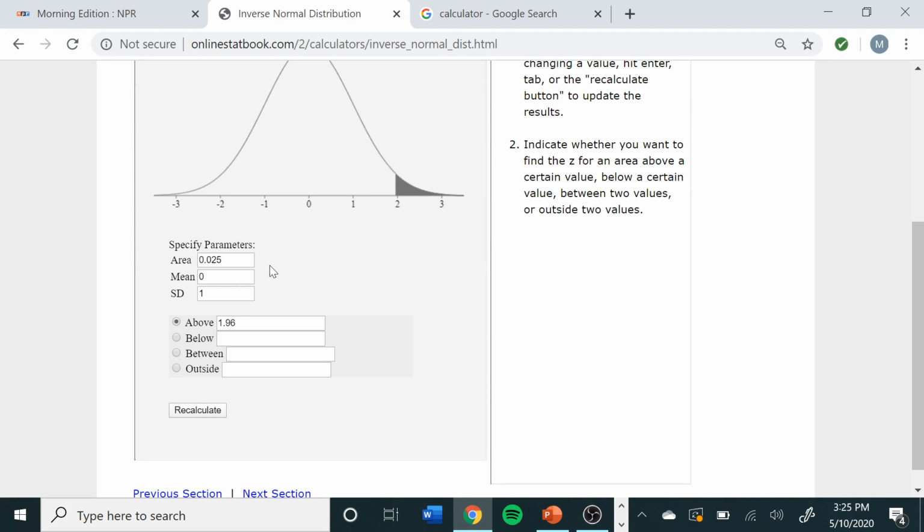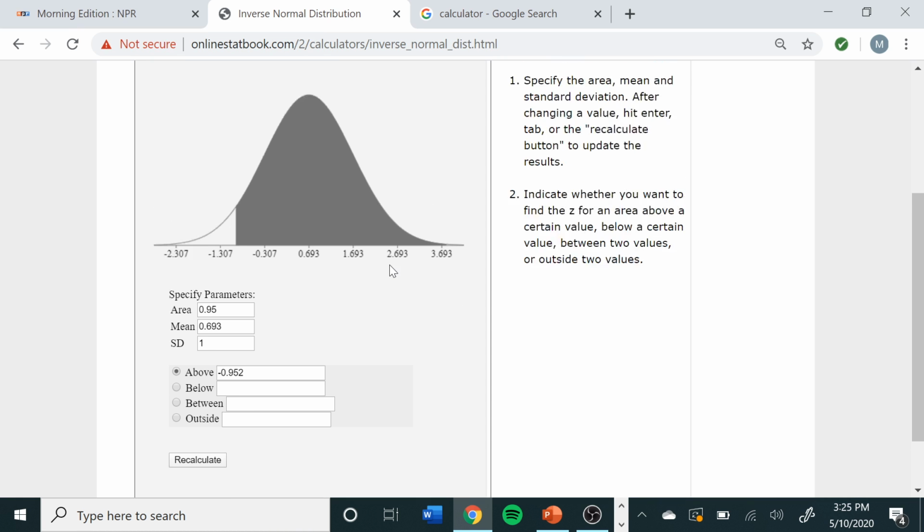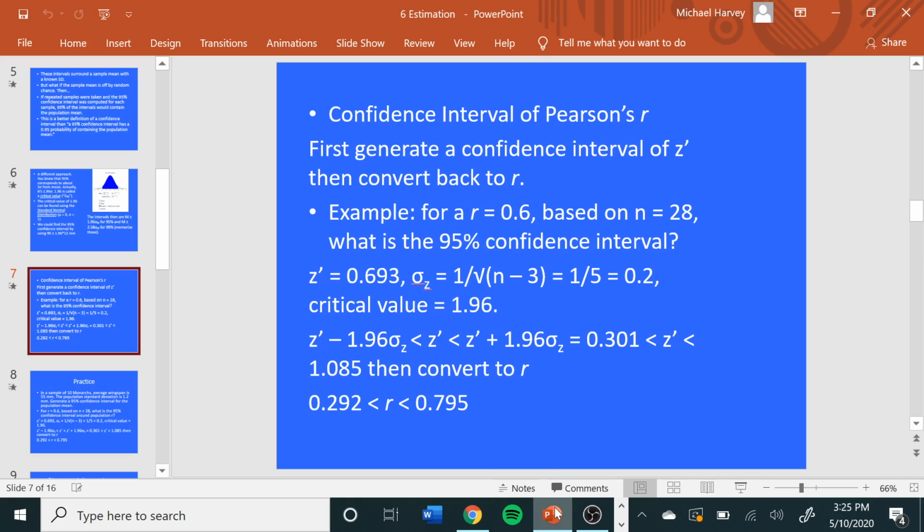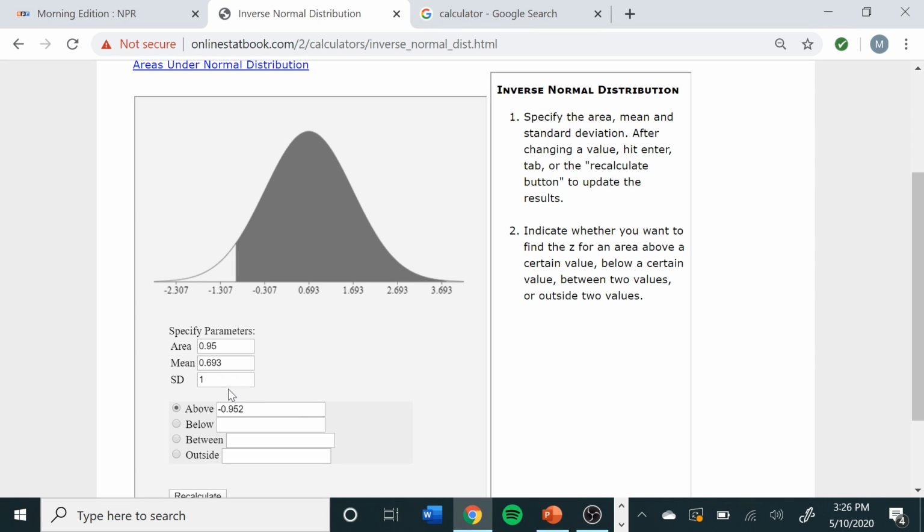If we wanted a 95% confidence interval, we need the mean. And now we're going to need the standard deviation. I'm sorry, the standard error. You may remember for Fisher Z, the standard error is 1 over the square root of n minus 3. For this example, we had 28. So 28 minus 3, of course, is 25. So 1 over the square root of 25 is 1/5, which is 0.2. So we could put that in here.